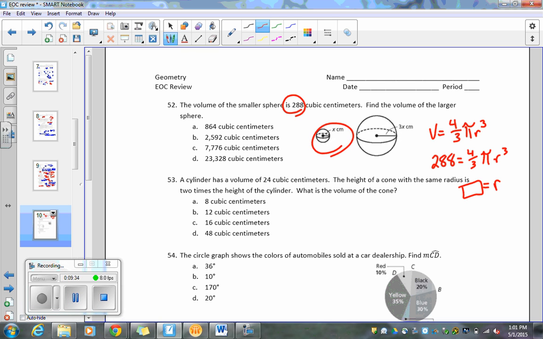Now notice our little sphere, notice our big sphere. They tripled the sphere. Okay, so once we figure out our radius, we're then going to multiply by 3 to get our new radius. Here's my new radius, and then I'm going to use the volume formula again to solve for it. All right, 53. A cylinder has a volume of 24. Actually, we're going to stop it right there at 52.